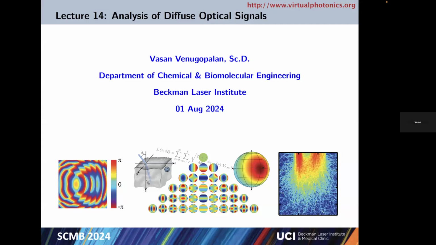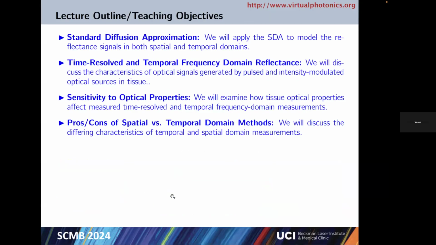Okay, so analysis of diffuse optical signals. This is going to try to wrap up everything you've seen in terms of diffuse optics during our short course. So I'll reintroduce you very quickly to the standard diffusion approximation. We'll apply that to model reflectance signals in both spatial and temporal domains very quickly.